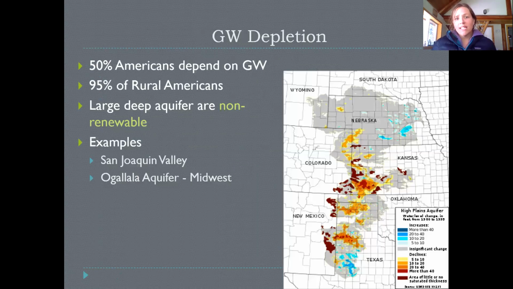Okay, so we are experiencing a lot of groundwater depletion, or what's sometimes called overdraft, where we're pumping water out from the ground at a much faster rate than we're recharging those aquifers. And this is a problem because lots of people depend on groundwater as their source of water. About 50% of Americans depend on it, and rural Americans are much more dependent. So about 95% of rural Americans are dependent on groundwater, and pretty much anyone in Plumas County is dependent on groundwater.